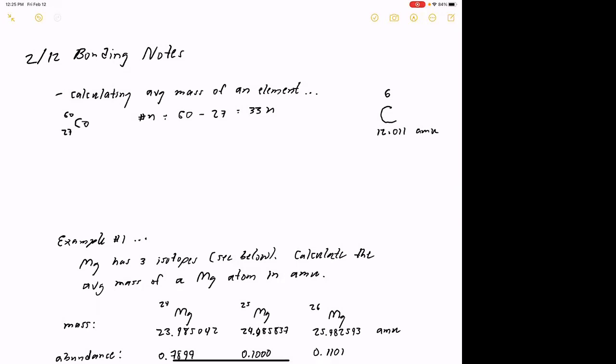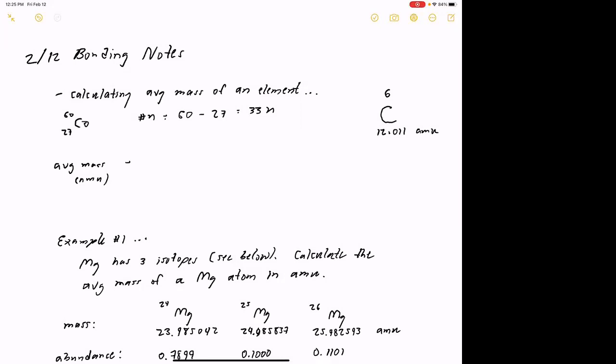Okay, so here's the equation that we use. Average mass in AMUs, those are atomic mass units. Remember what an AMU is. It's by definition 1/12 the mass of a carbon-12 atom. That's just a definition we use, and it's a convenient definition of mass to use if we're talking about really, really tiny things like atoms or molecules.